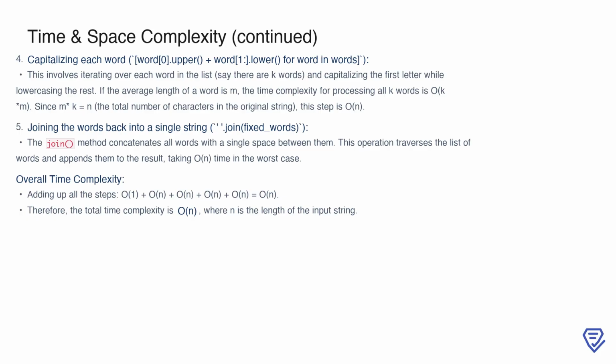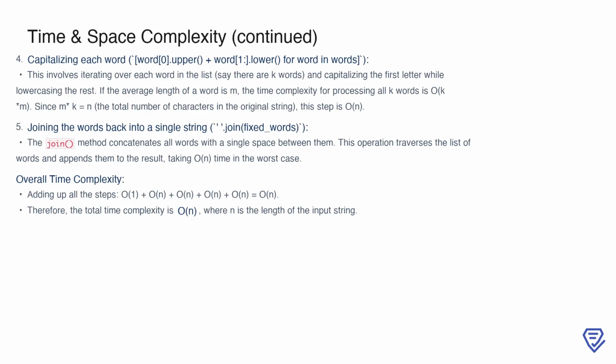The list comprehension, word[0].upper() plus word[1:].lower() for word in words, iterates over each word in the list. For each word, it capitalizes the first letter and converts the rest to lowercase. If there are k words and the average length of a word is m, the time complexity for processing all k words is proportional to k times m. Since the total number of characters in the string, n, is equal to k multiplied by m, this step has a time complexity of O(n).